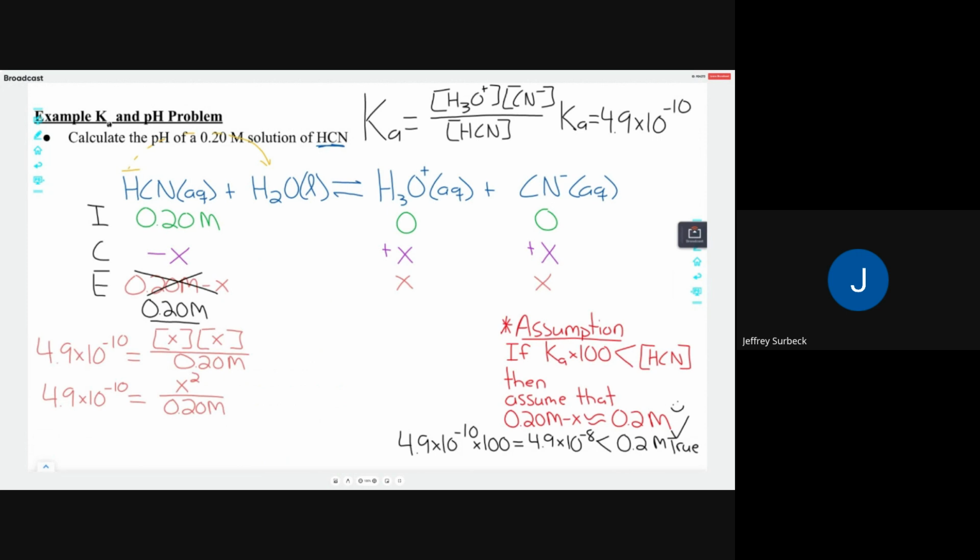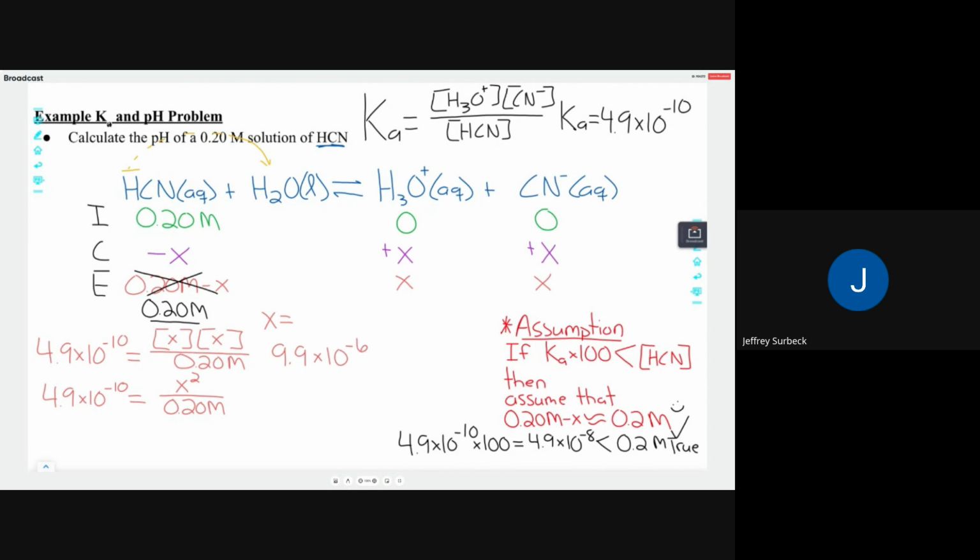And are you all right if I just tell you what X is? Okay. All right, so if we solve this, I'm going to take 4.9 times 10 to the negative 10th times 0.2. I'm going to take that number and get the square root of what I just got there. And my X is going to equal 9.9 times 10 to the negative 6. Now, we still need to find the pH.